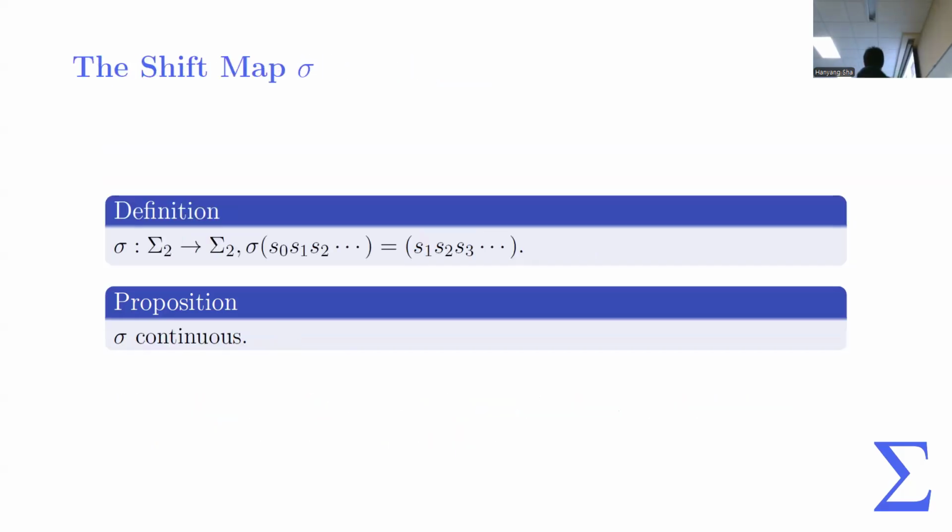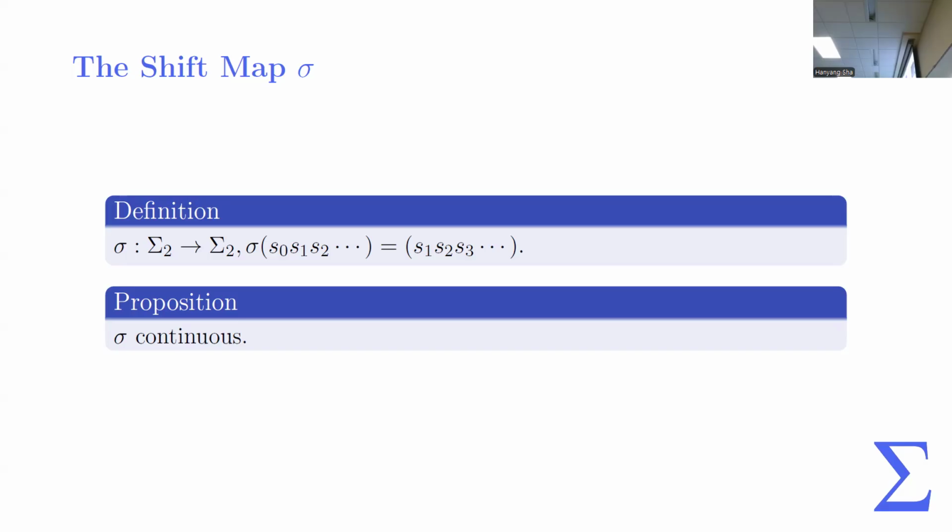So let's define a function, the shift map, denoted lowercase sigma. Basically, if the original sequence is s0, s1, s2, and then you shift it, it cuts off the first one, and you're left with s1, s2, s3. You shift towards the left, and the leftmost bit gets deleted. And then we have a proposition: sigma is continuous.